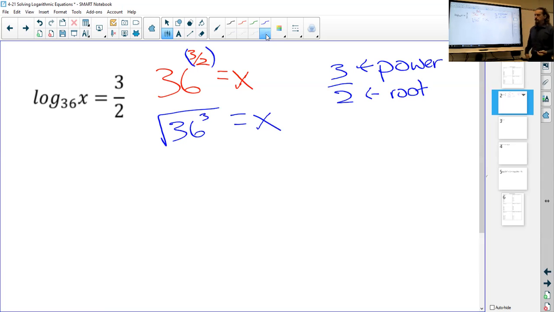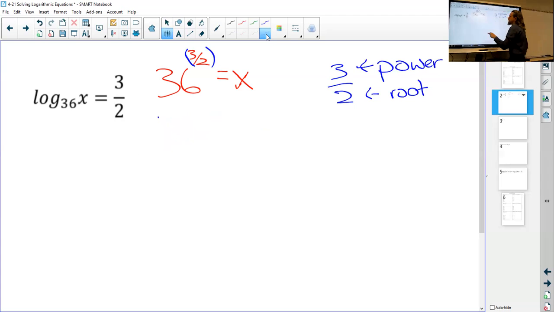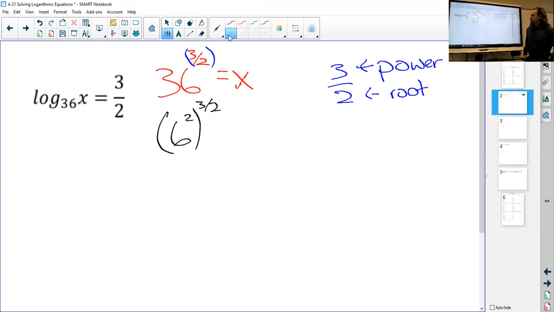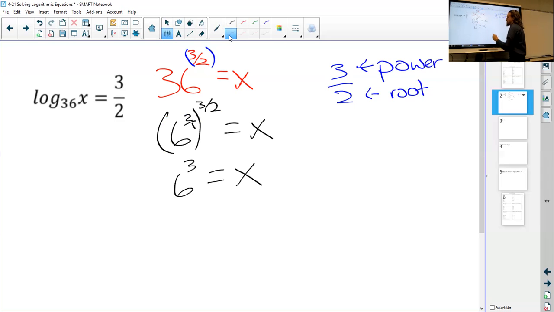But then there's something neat you can do. Let's say this shows up on the SAT someday, and it's the non-calculator part. If you notice, we have 36 as our base, and 36 is a perfect square. So what we could do is say 36 is actually 6 squared, raised to the 3 halves power. So then we multiply: 2 over 1 times 3 over 2 is 6 over 2, or just 3. So this becomes just 6 to the 3rd power equals x.